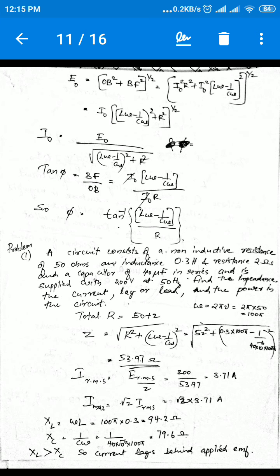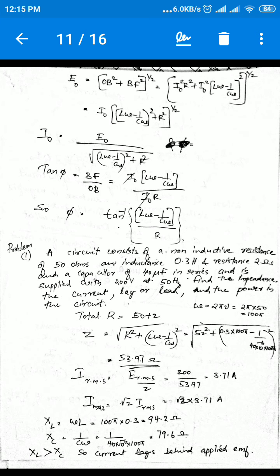E0 is given: you can take I0 out and take the root, so E0 is I0 into the square root of R square plus L omega minus 1 by C omega whole square. You will get E0. And if you know E0, then you can find I0. I0 is E0 by Z, where Z we know is the root of R square plus L omega minus 1 by C omega whole square. We already studied that. That means we know I0 and we know E0.